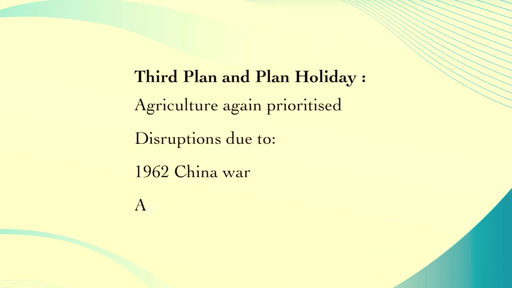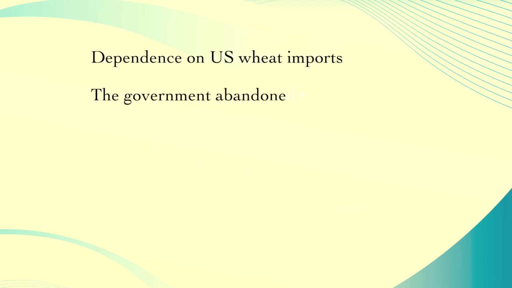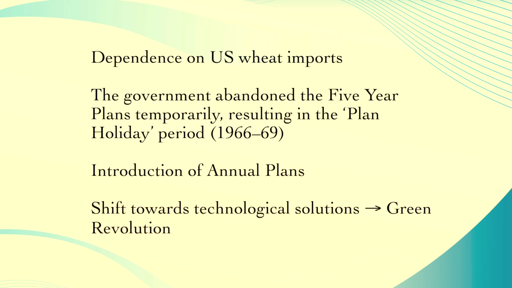Then again, in the third five-year plan, agriculture was accorded top priority, making a shift from the industrial focus of the second plan. This plan sought to correct the earlier de-emphasis on agriculture. However, Indian planning in the 1960s was severely disrupted by two major external shocks. One was the 1962 war with China, which led to increased defense expenditure and reduced public investment. And the second was the consecutive agricultural failures in 1965 and 1967, which exposed India's vulnerability in food security.